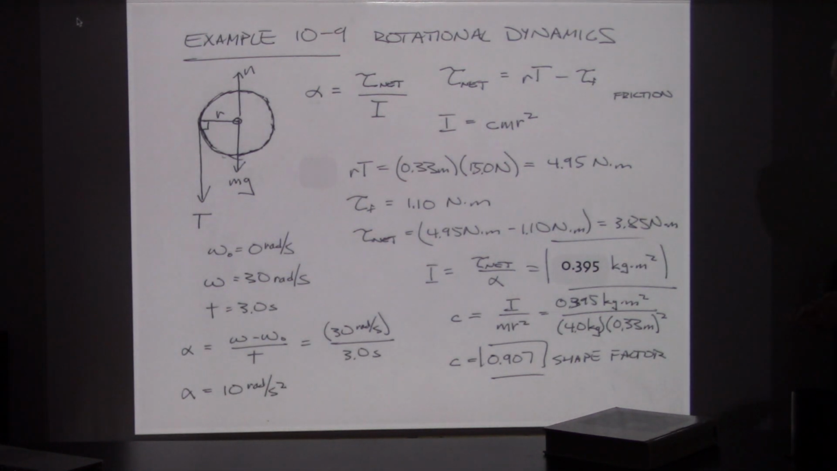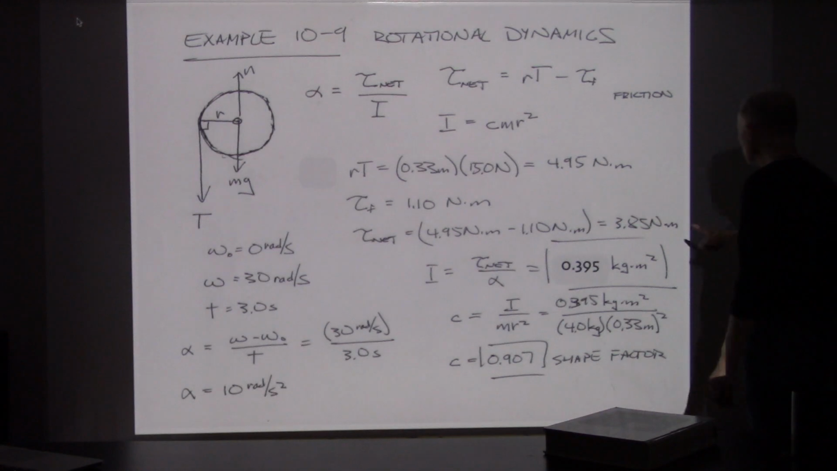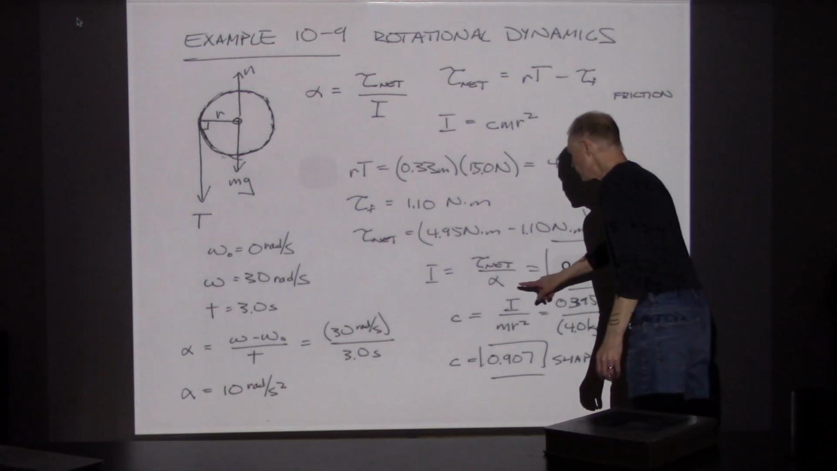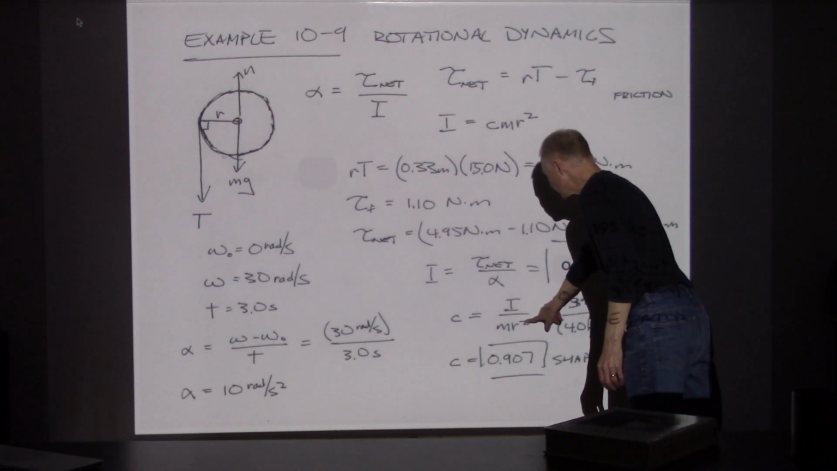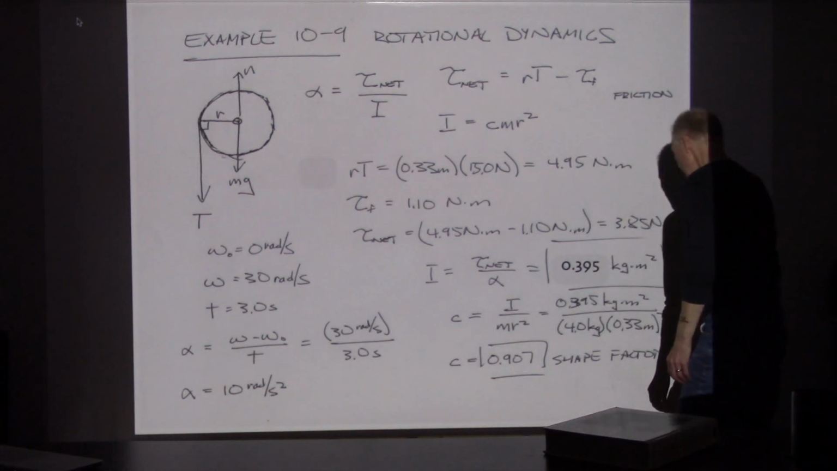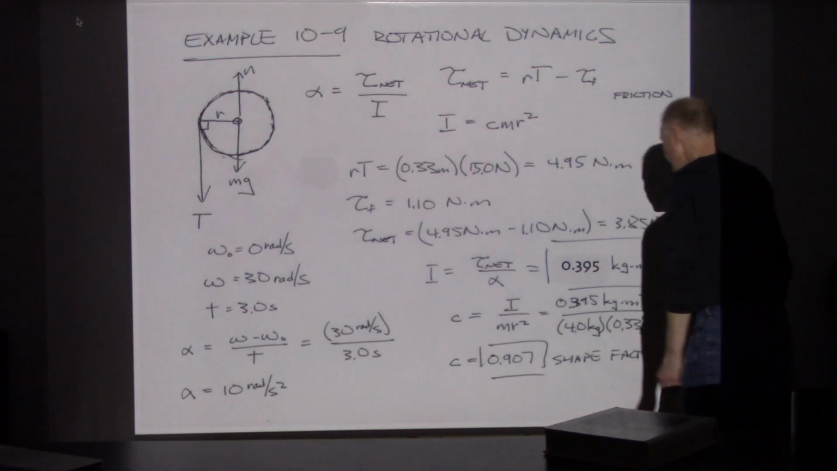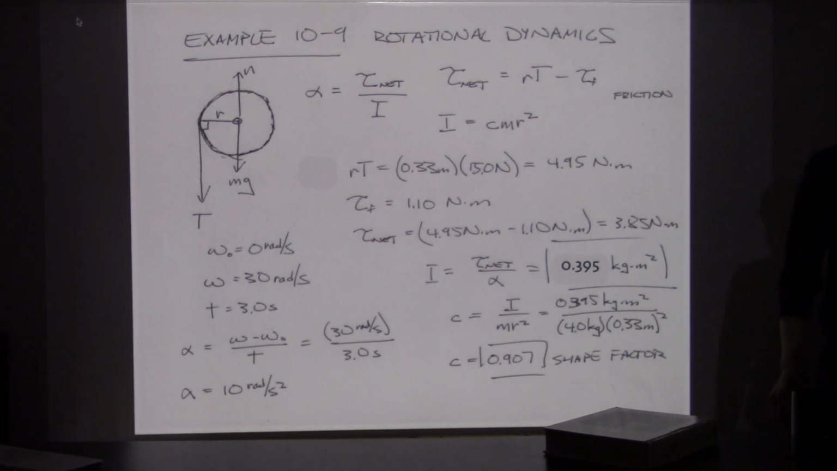Now that's going to come out in units of kilograms meters squared. C, the shape factor, is going to be I divided by mr squared. And when I did that, I got a shape factor of 0.907.